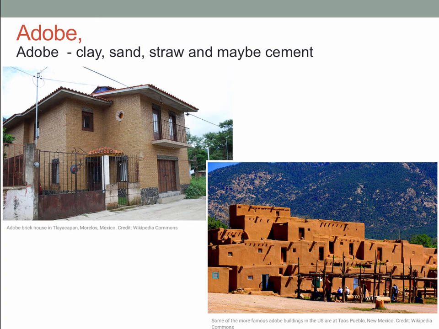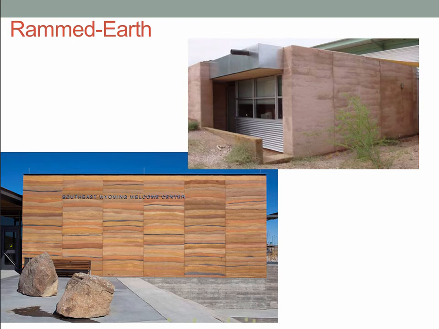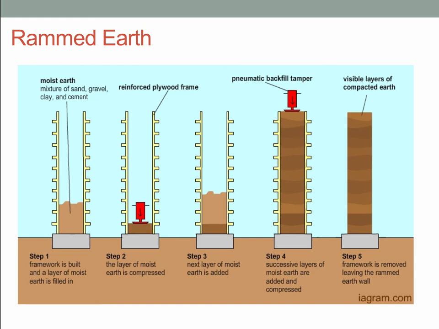Predating adobe is one of my favorite, rammed earth, just for its pure beauty. So the way rammed earth works is you have formwork that you build, and you put loose soil in between, typically a clay, sand, gravel. You can add cement, and then you come back and you tamp it down really hard. Initially, this was all done manually. Today, you do it with a pneumatic tamper.